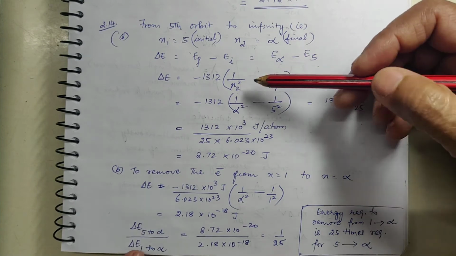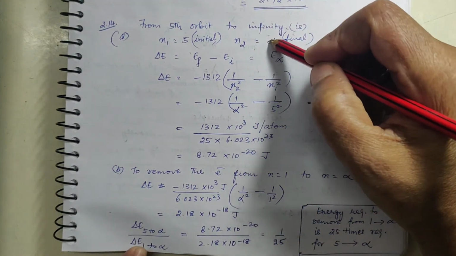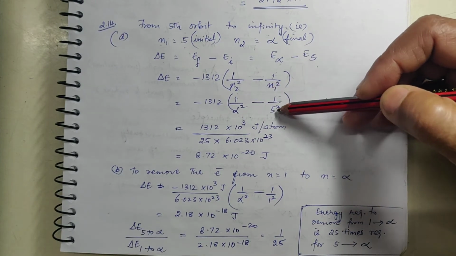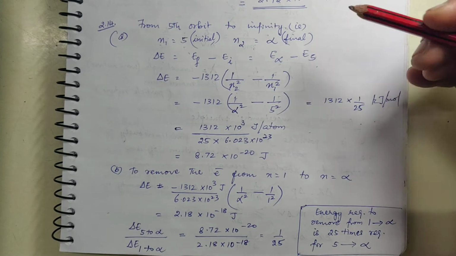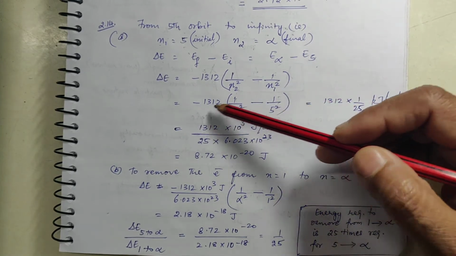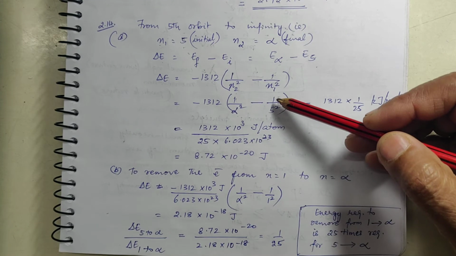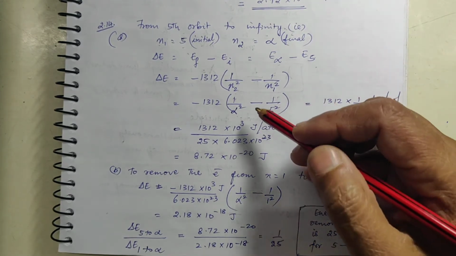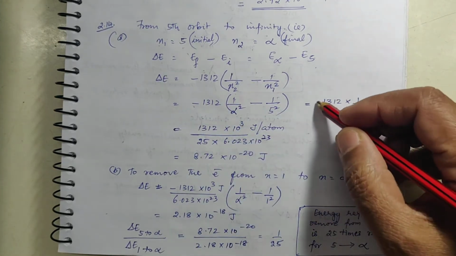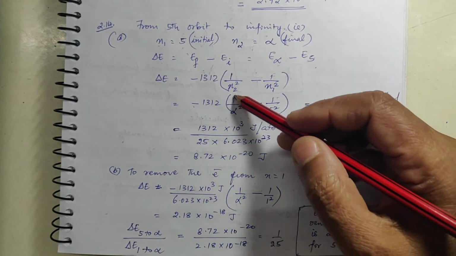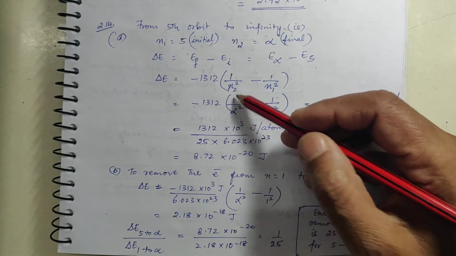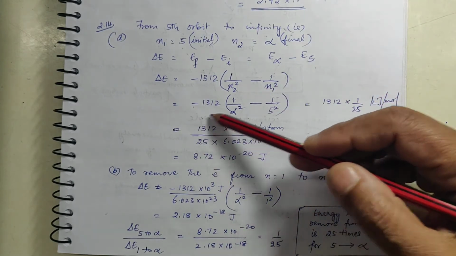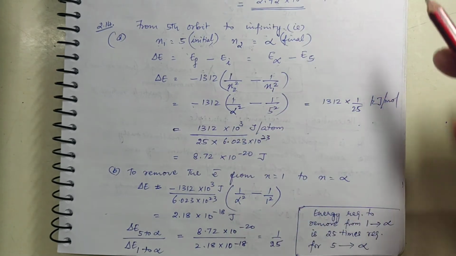Now what is your n2? n2 is your infinity and n1 is your 5. So 1 upon infinity square minus 1 upon 5 square. Now here this will come out to be minus 1312 into 1 upon 5 square, which is 25. Minus of minus becomes plus. So you will get 1312 into 1 upon 25, because 1 upon infinity square is nothing. It is 0. So you will get a value like this, 8.72 into 10 power minus 20 joule.